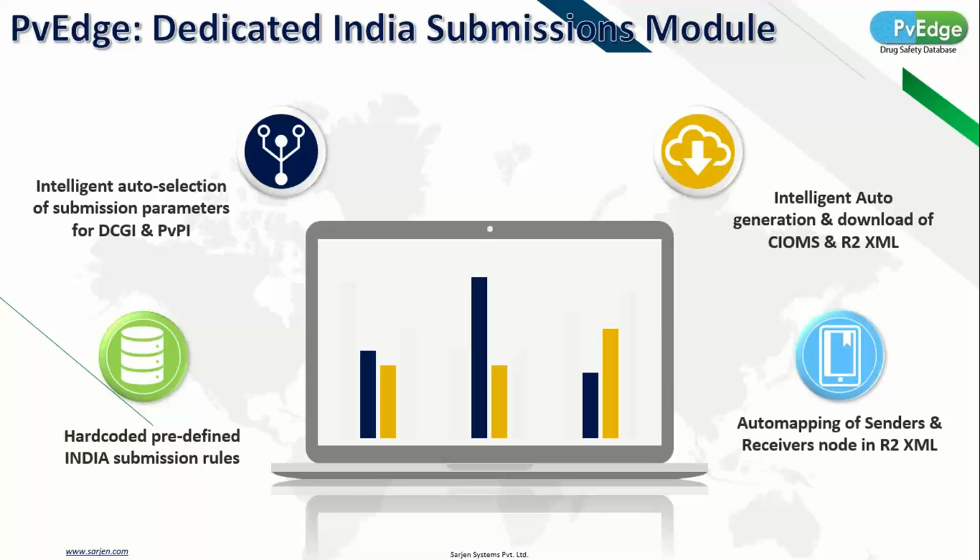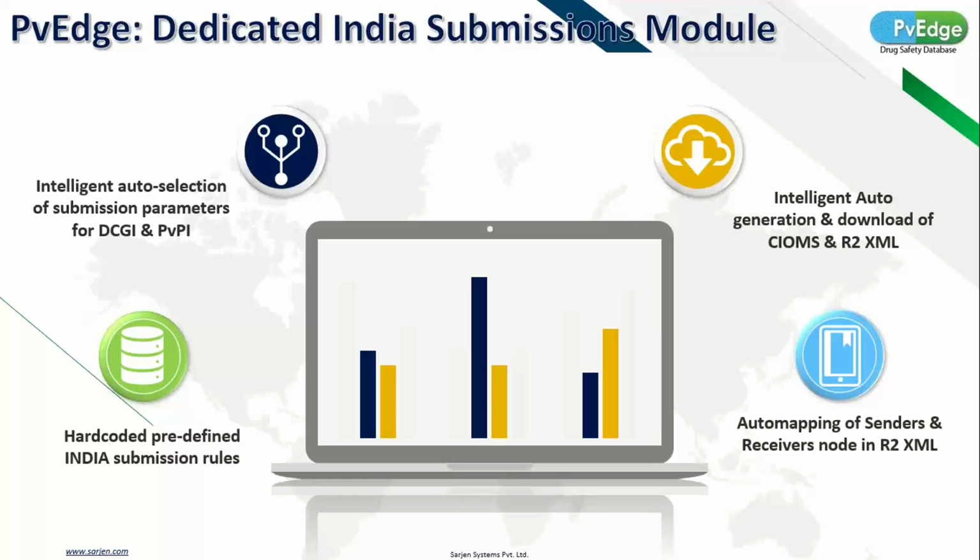SIOMs is the normal entity which you can pull out in the form of a PDF, and you can directly transmit it via the mail system. So, intelligent auto generation and download of SIOMs and R2 XML: with one click, as I just mentioned, the system will automatically select those parameters, the submission rules and timelines, and it will fire SIOMs and R2 XML from the solution. Auto mapping of sender and receiver node, as I have already explained.